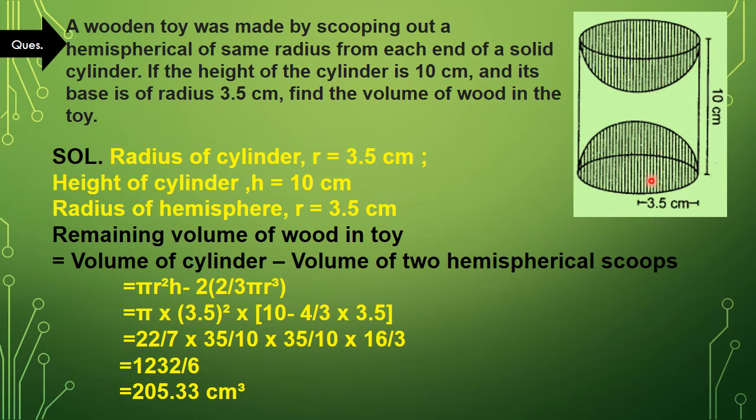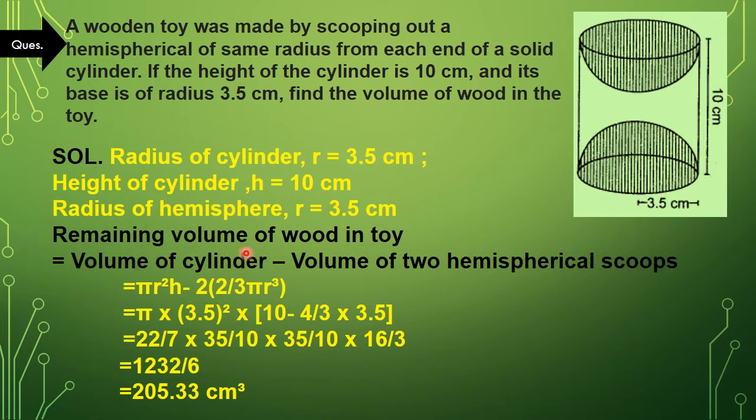So it's very simple, as it is hollowed out. What we'll do is subtract the volume of these hemispheres from the volume of the cylinder. So here you can observe the radius is given as 3.5 centimeter, the height of the cylinder is 10, and the radius of the hemisphere is also the same, that is 3.5 centimeter.